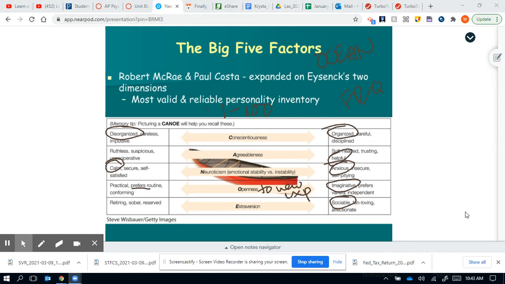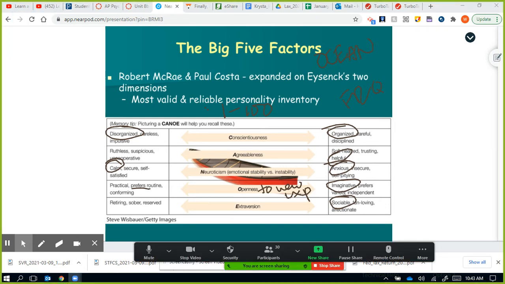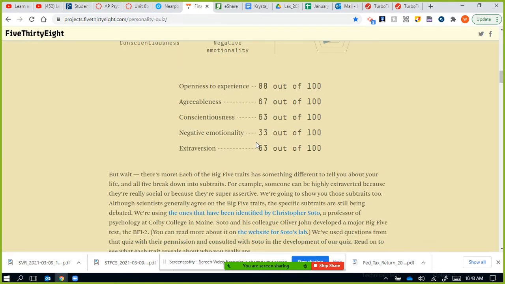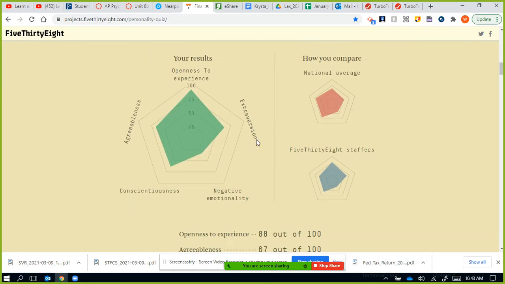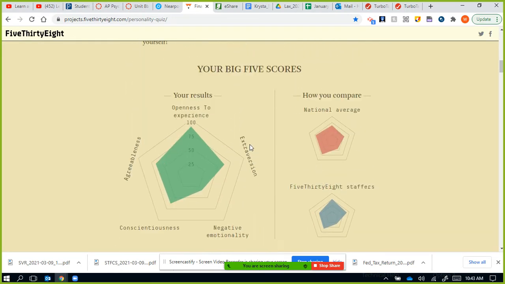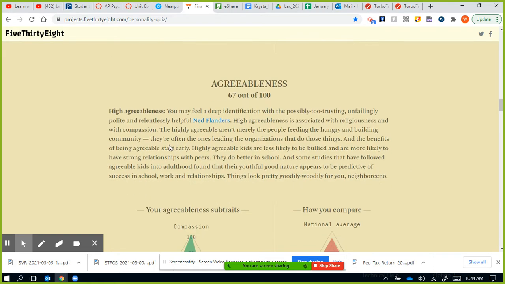Okay. What I want you to do, and I'm going to share my screen with you, is when you are done taking it, it is going to give you results that look like this. You're going to have your overall results, how you compare to the national average, and then if you scroll down, it's going to tell you more about each one, and it's going to say high, moderate, or low.